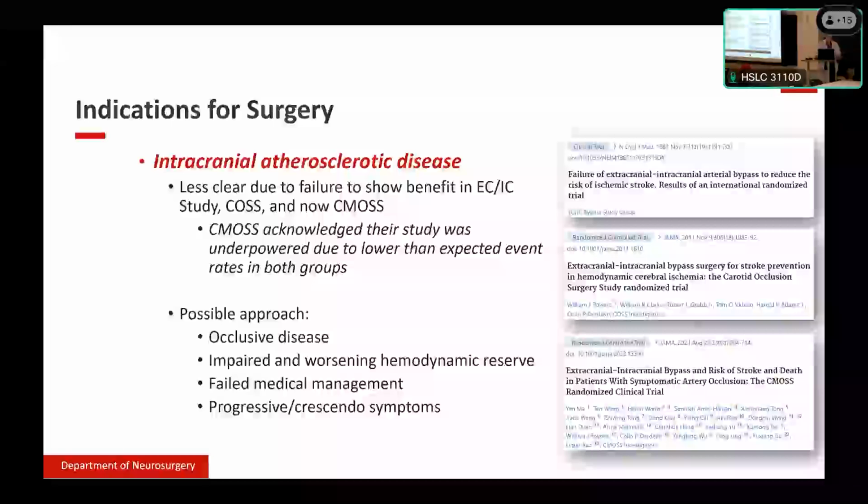So what do we do with this information? How do we actually decide who to treat, if to treat? And this is what we used at UIC. I'm curious to know what you'd use as your approach here as well, but it is a very difficult and challenging situation. So our possible approach I list here is that we have patients that have occlusive disease, so not just severe stenosis. They have impaired and or worsening hemodynamic reserve. They have failed medical management, and that they have progressive or crescendo symptoms. So those are the 4 main things that I would argue are the most important in choosing patients with ICAD, because it's essentially a Hail Mary to try and give them a bypass.